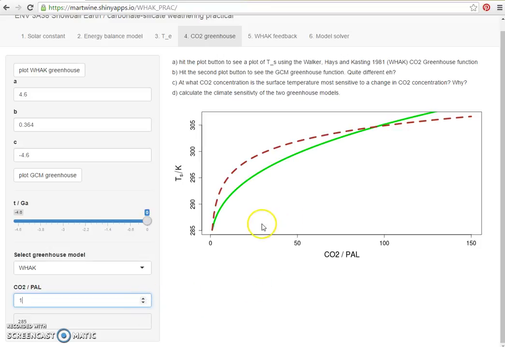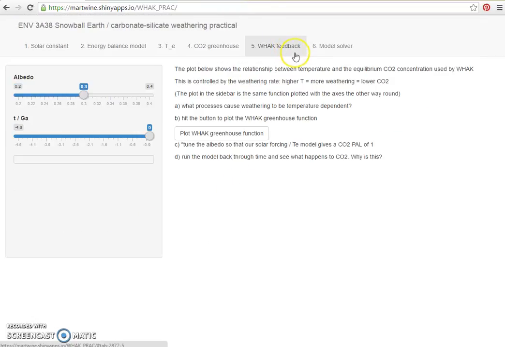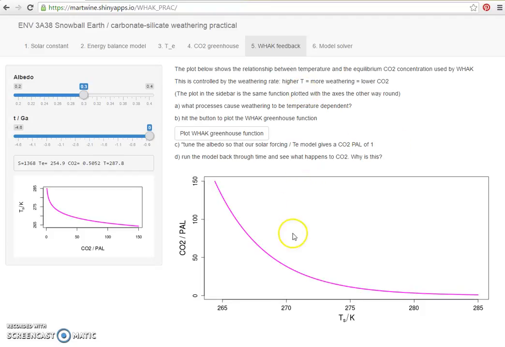Okay, so that is the relationship between CO2 and temperature. The key thing about the carbonate-silicate weathering feedback is that there's another component to the system, which is the effect of temperature on CO2. And so that's what we see in the fifth slide of this interactive model.